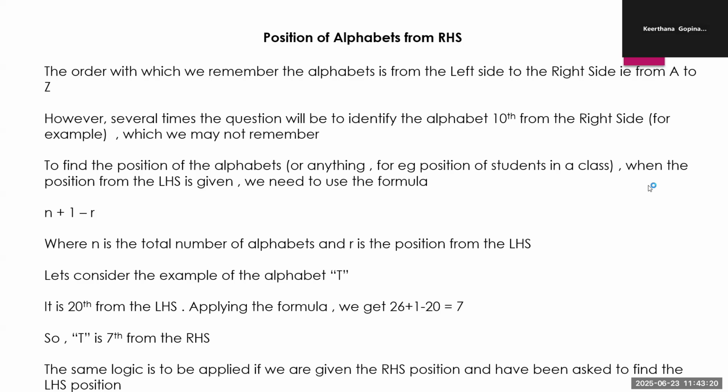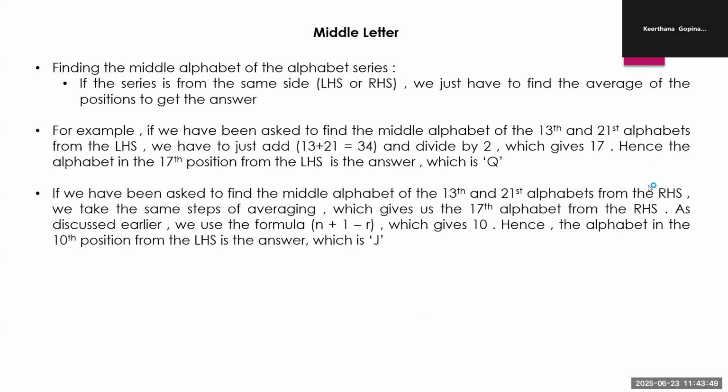So please remember this formula. This formula is applicable even to the position of students in a class: n plus 1 minus r. What is the total number of students? Add 1 to it, subtract. The question will ask you what is the position of the 20th student. You just have to subtract 20. Very simple formula, but very effective in quickly arriving at the numbers. We will consider some more examples as we go along. You might understand it better.